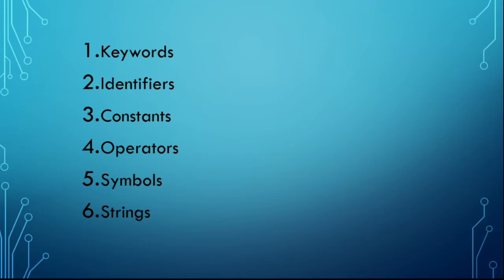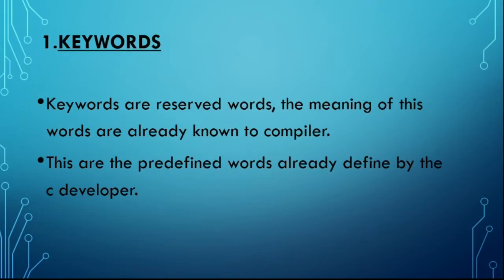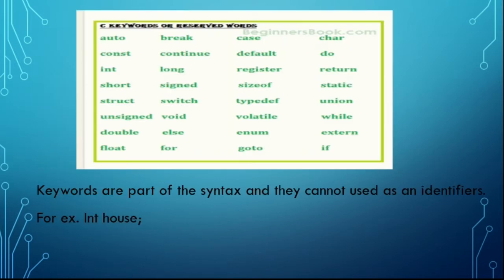So now, keywords. Keywords are reserved words. The meaning of these words is already known to the compiler. These are predefined words already defined by the C developer. In C language, there are a total of 32 keywords and all keywords are written in small case letters.